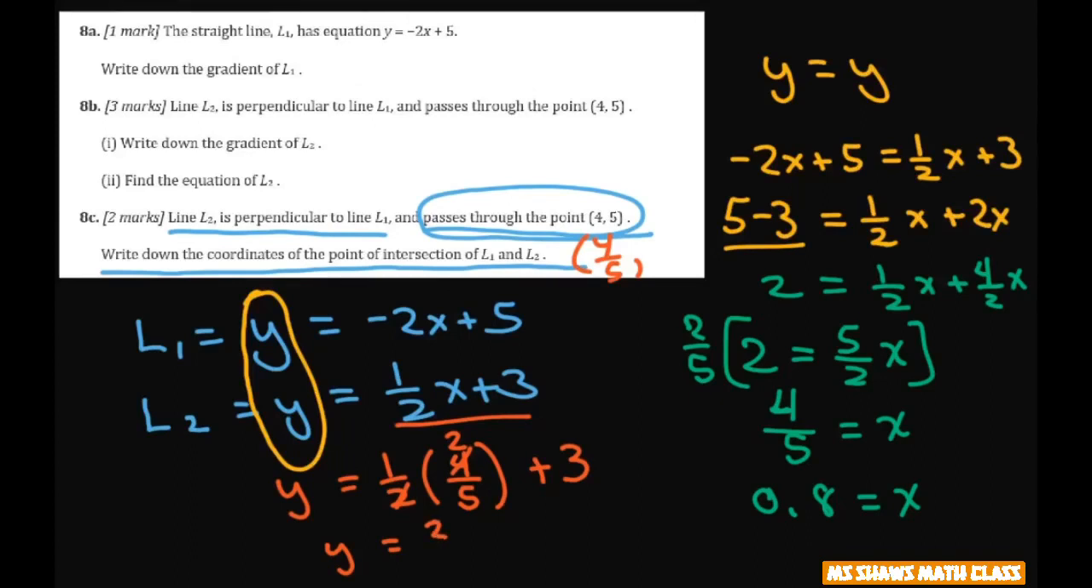2 fifths plus, need to make that 5. So this will be 15, which is going to be 17 divided by 5. So that would be 17 divided by 5. Or you could write this as 3.4.